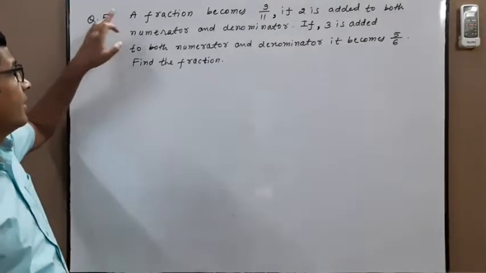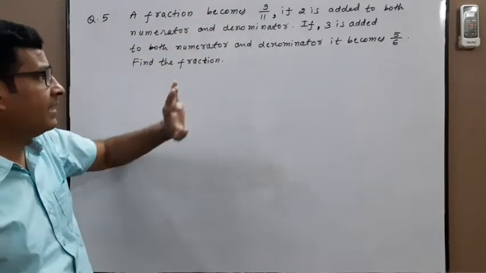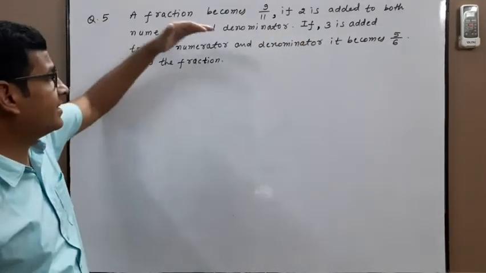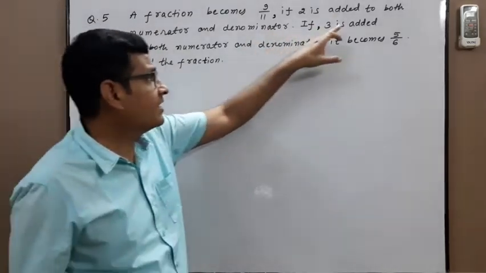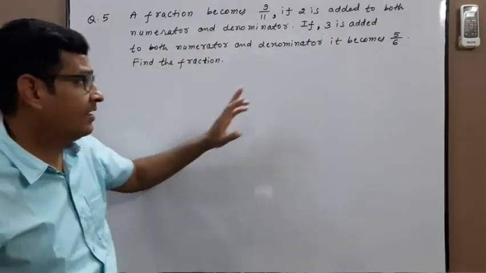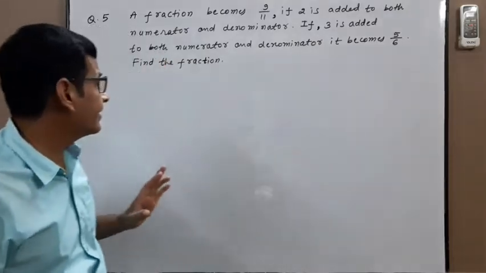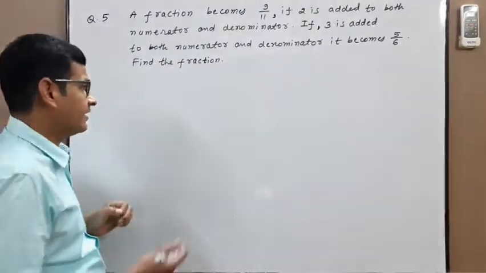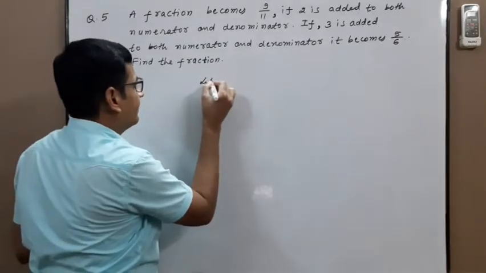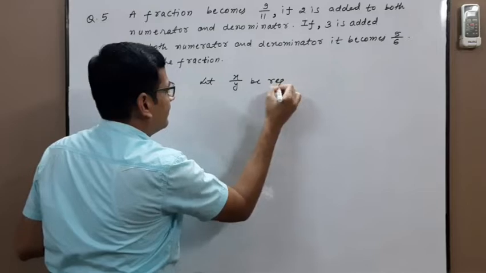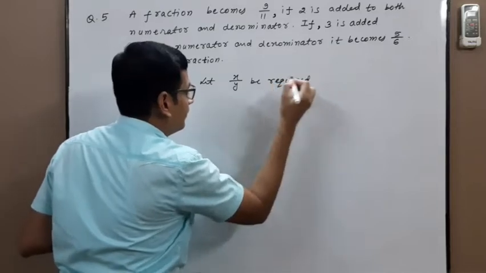Next problem. A fraction becomes 9 by 11 if 2 is added to both numerator and denominator. If 3 is added to both numerator and denominator, it becomes 5 by 6. Find the fraction. So first, let x upon y be the required fraction.